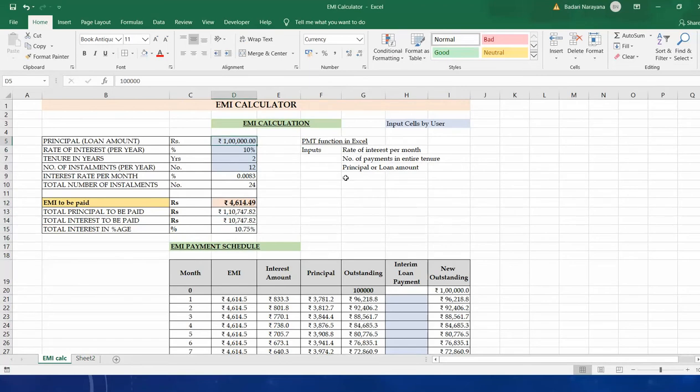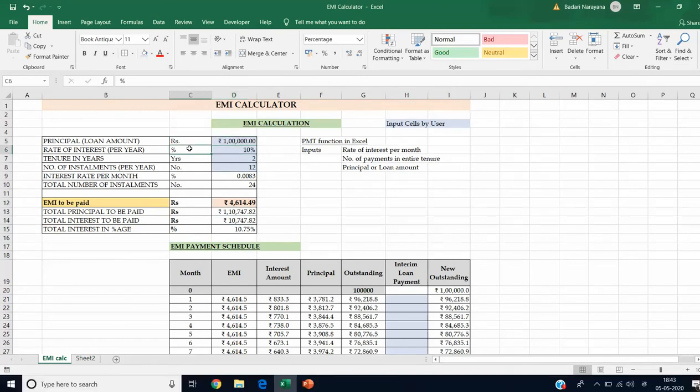So in this sheet, the principal loan amount is 1 lakh, the interest rate is 10%, and the tenure period to return the amount is 2 years, and I would like to pay 12 installments in every year. So with this, the EMI is going to be around 4,614 rupees.